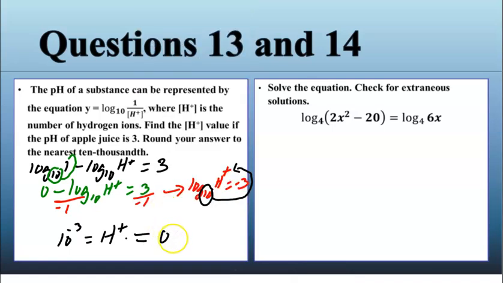So we have an answer of 0.001, which isn't to the nearest 10,000th. That's actually to the 1,000th place, but we can't go any further. So our answer would be 0.001.